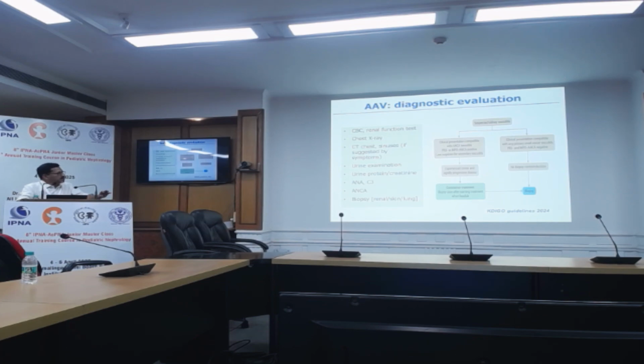What KDIGO suggests is that if your patient presents with clinical features very compatible with ANCA vasculitis and you have the ANCA antibodies positive, you may commence the treatment without even waiting for the kidney biopsy, and whenever feasible, you could do a kidney biopsy. On the other hand, if the ANCA antibodies are negative, then you should really do a biopsy first and see if there's a pauci-immune kind of picture in the kidney biopsy.